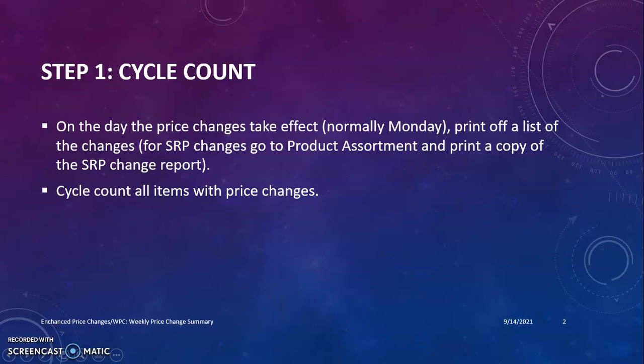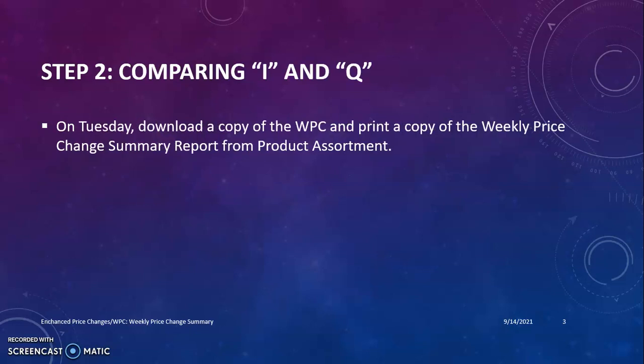The first step of the price change process is to cycle count on the day the prices take effect, which is Monday for SRP changes. We're going to be using SRP changes as the example in this video. You're going to cycle count all the products that you need to change the price of. So, for SRP changes, go into the product assortment and print a copy of the SRP change report. Cycle count all the items with price changes.